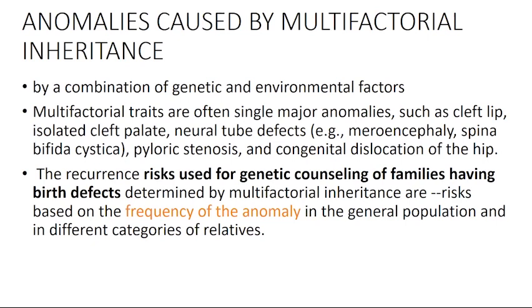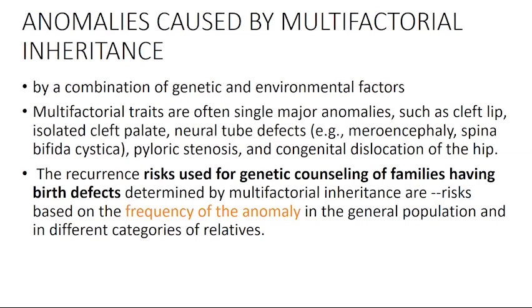Recurrence risk is used for genetic counseling of families that have birth defects. It is important that the families are told that this problem may appear again, so the parents have to take great care not to repeat it. Recurrence risk is determined for birth defects caused by multifactorial inheritance. So this leads to the counseling. If these abnormalities are there, the family has to be told to be careful, because this was there in the initial baby, and it can reoccur. So they should be very careful. Risks depend on the frequency of the anomaly.